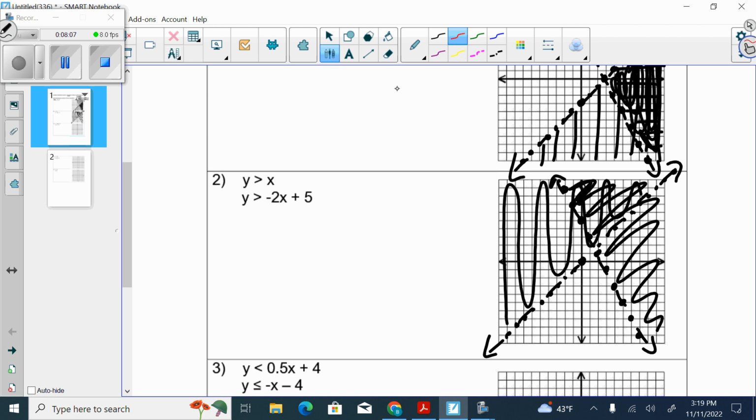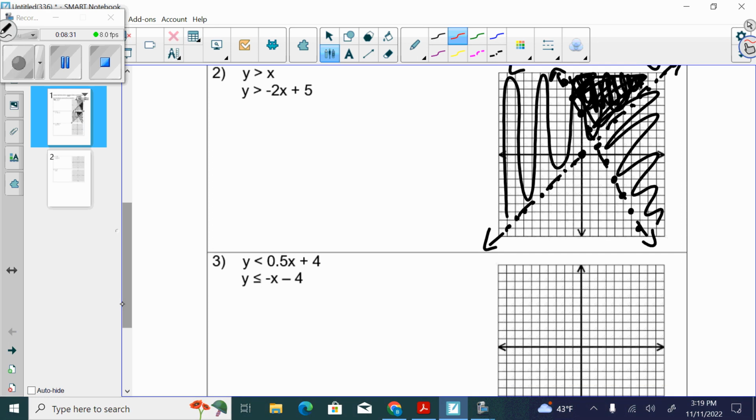Now the part where they overlapped is in this little bitty area right here, right? So I'm going to shade that part in extra dark in there. Okay? All right.